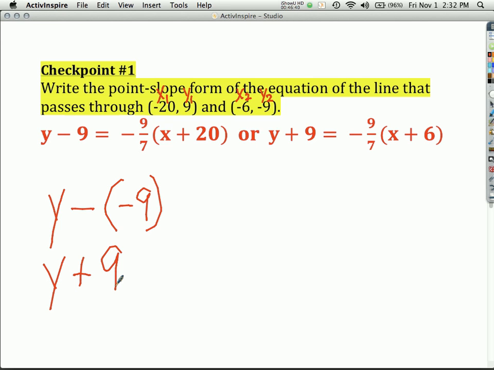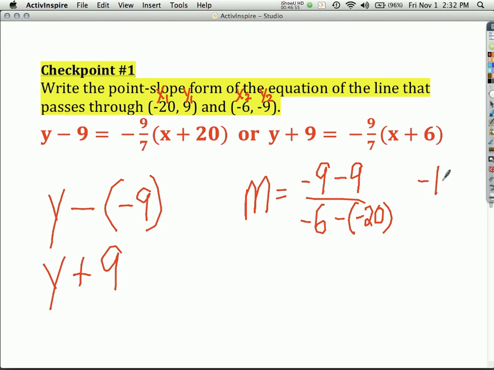So we still had a question about slope. So m equals y2 minus y1 over x2 minus x1. Negative 9 minus 9 is negative 18. Keep change. That's 14. They're both divisible by 2. Negative 9 over 7.